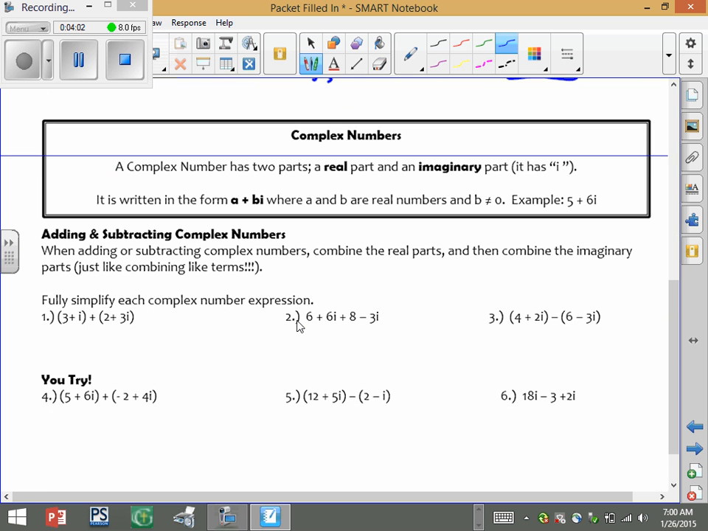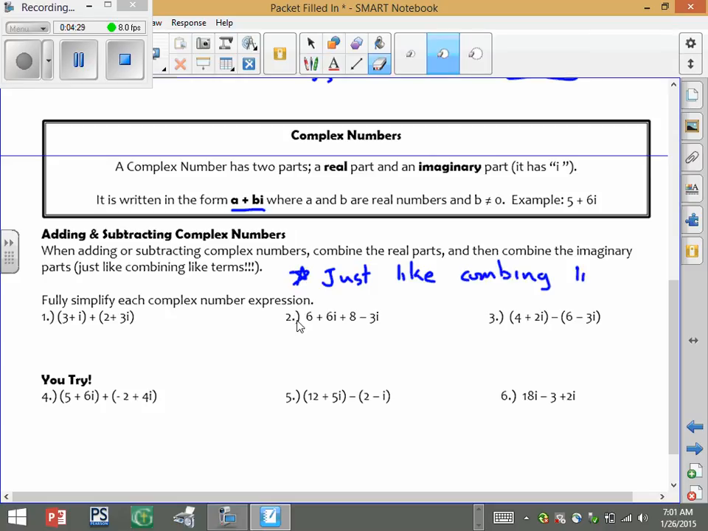And now, with complex numbers, it typically has two parts. There's a real part and an imaginary part. And that's why we use the letter i here. And it's written in the form a plus bi. Right? So really all we want to be comfortable with is being able to add and subtract them. And in all honesty, for you guys, it's just like combining like terms.